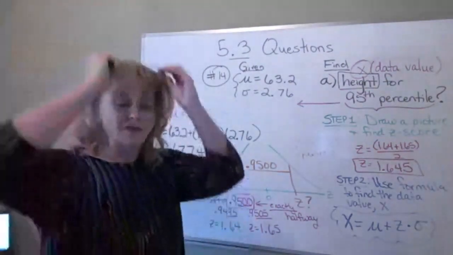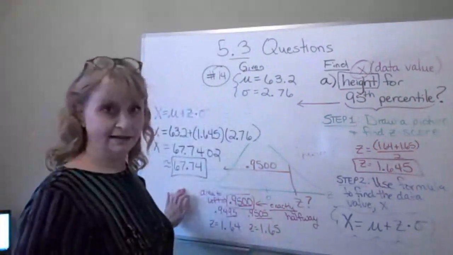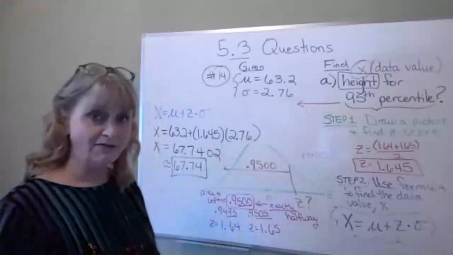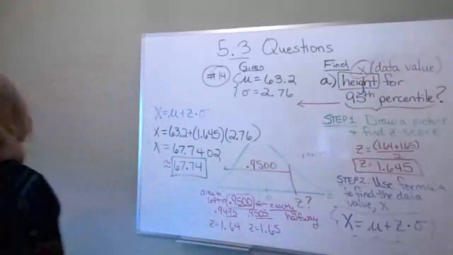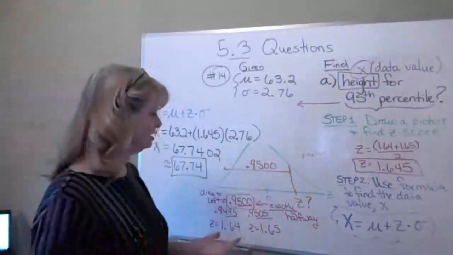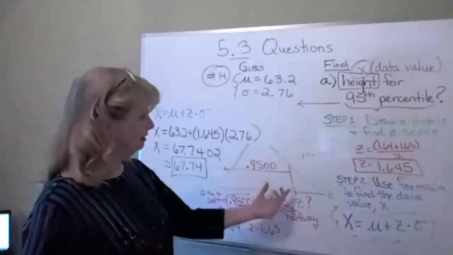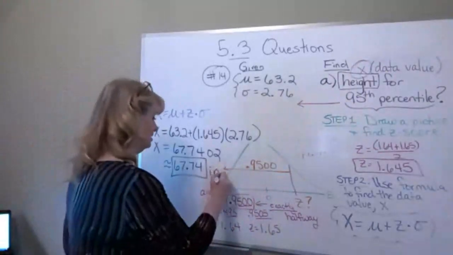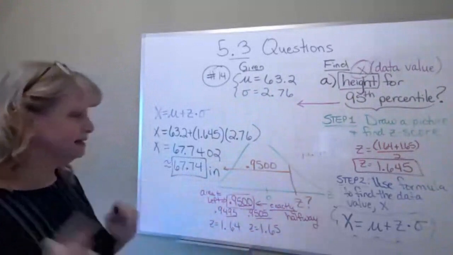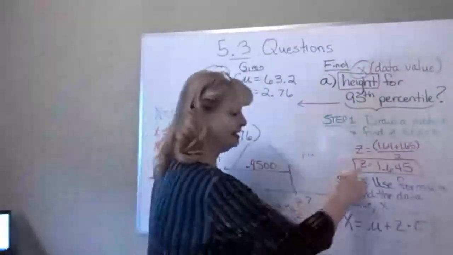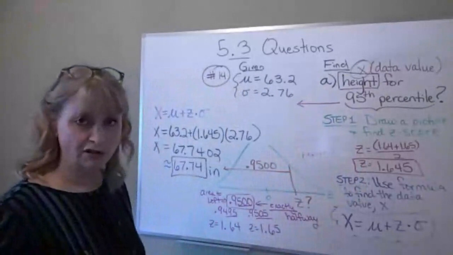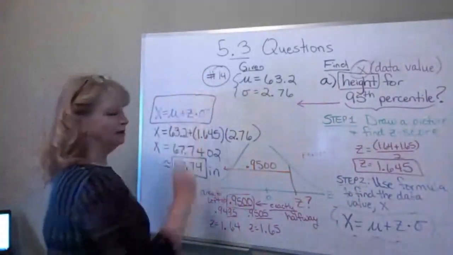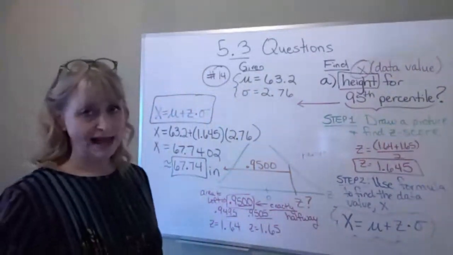So let me explain. What we have found is the height that represents the 95th percentile. What that means is 95% of whatever this was, women of a certain age in a certain country, are shorter than 67.74, and that would be inches. So this is the actual height. The z-score for the height was this. I had to find the z-score first using the area to the left, and then I used this formula to change a z-score to a data value.